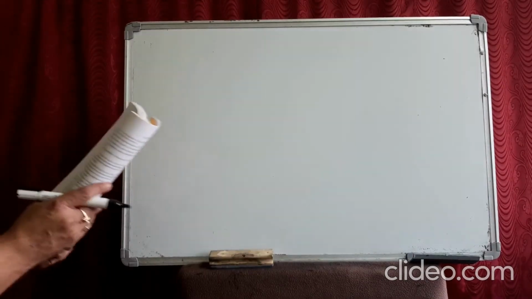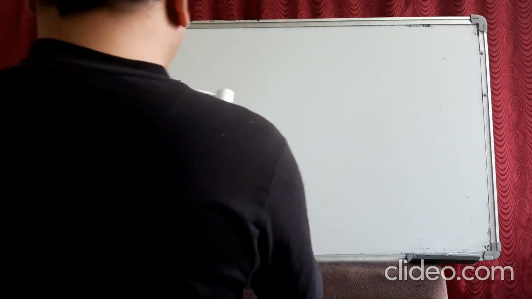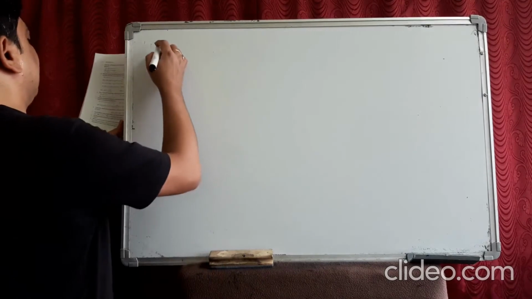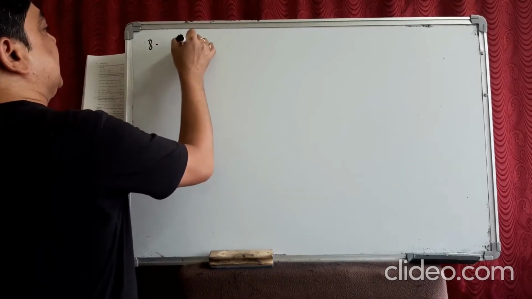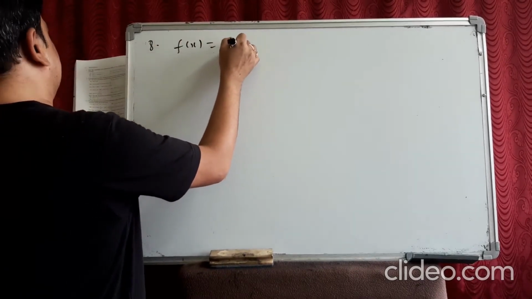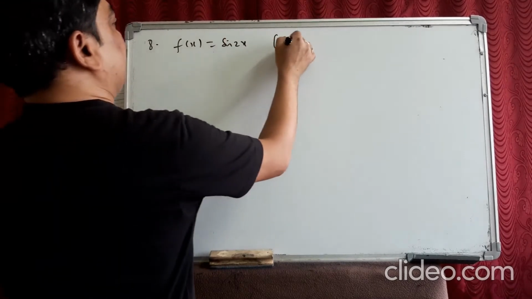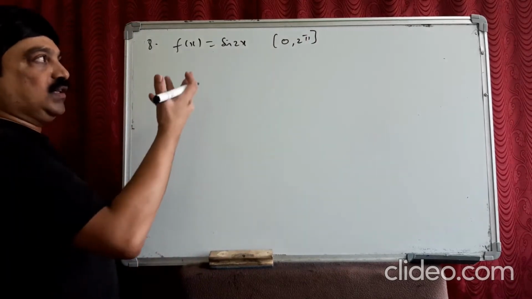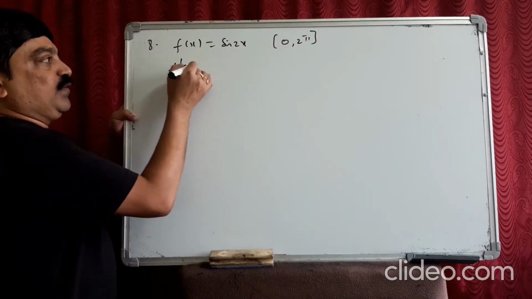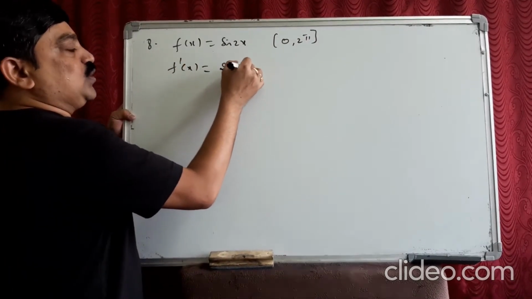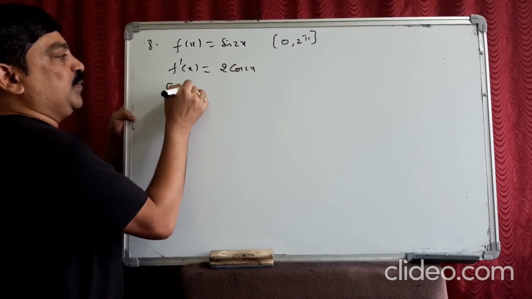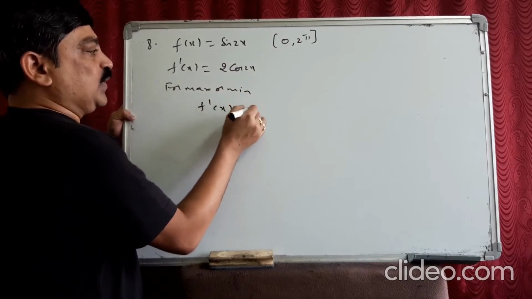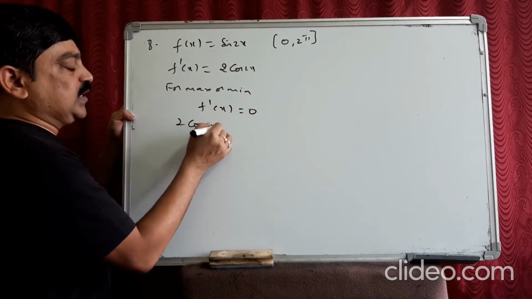Okay, let's go with the 8th problem. At what point of the interval 0 to 2 pi does the function sin 2x attain its maximum value? The function f(x) is sin 2x in 0 to 2 pi, and it is a closed interval. Let us go with absolute maximum. First of all, f'(x) is 2 cos 2x. For maximum or minimum, f'(x) is 0, so 2 cos 2x is 0.